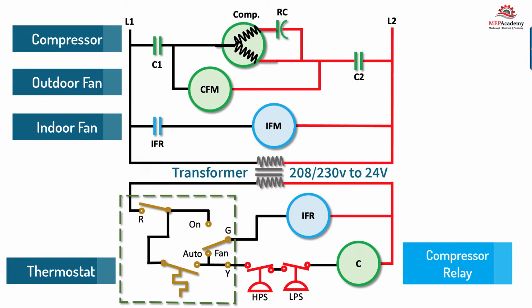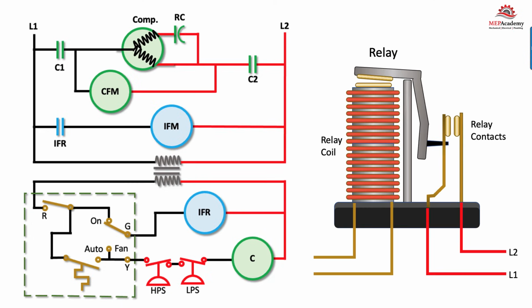Looking at the thermostat, we can see that if we move the fan switch to auto, then the thermostat will cycle on and off the compressor and indoor fan motor. If we put the fan switch to on, then low voltage power is always provided to the indoor fan relay, which means that the fan will run all the time, even when the compressor is off.